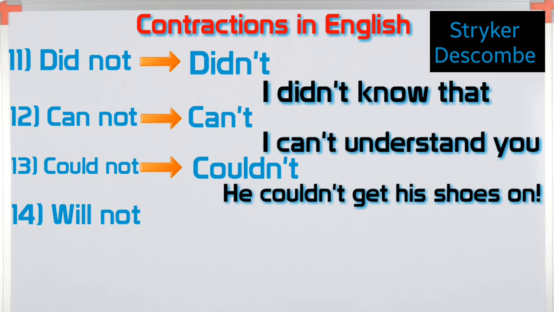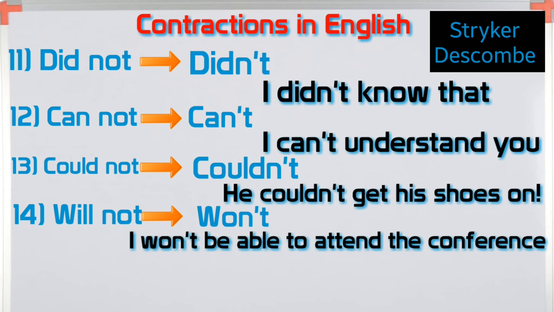After, we got will not. The contracted form for will not is won't. And I can say, I won't be able to attend the conference.